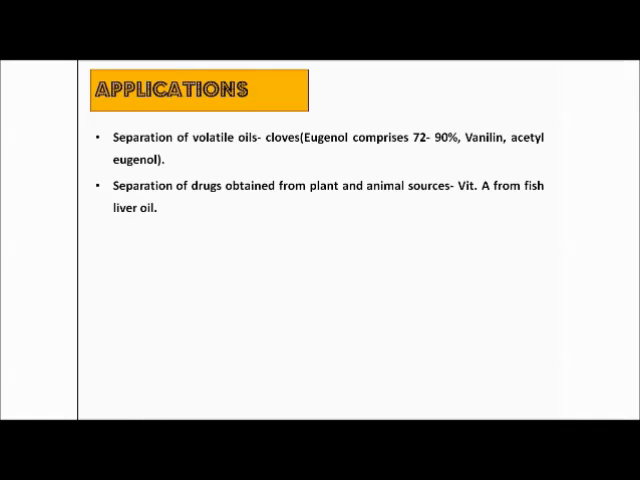Next, we have the separation of drugs obtained from plant and animal sources. It is done by use of distillation. For example, vitamin A separation from fish liver oil. If you want to separate vitamin A from fish liver oil, that can be done by using the distillation method. Next is the purification of organic solvents. It is done.